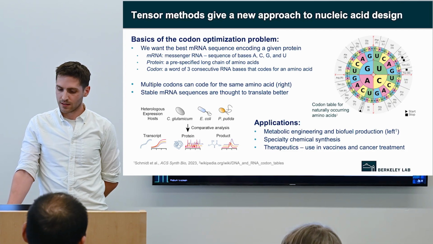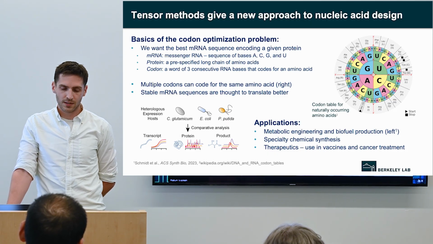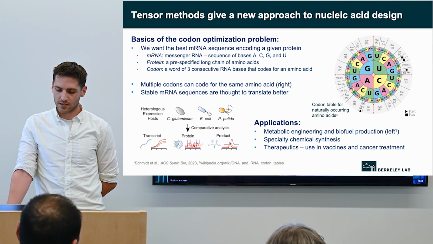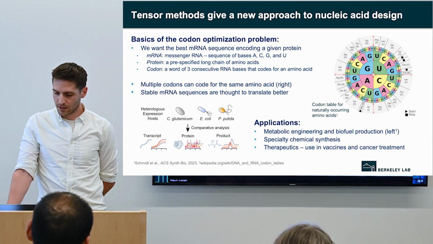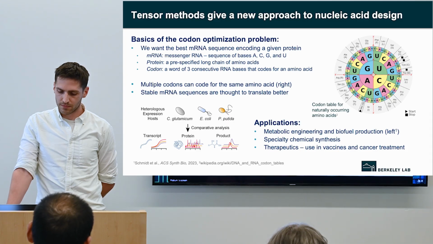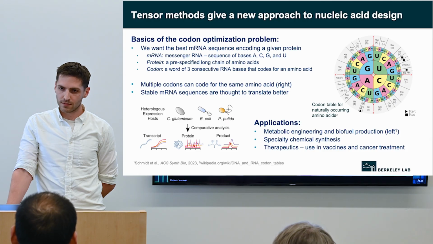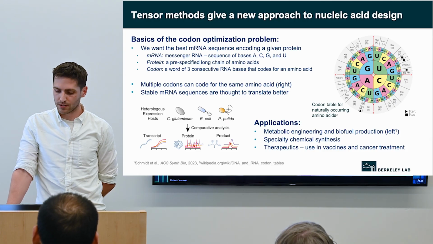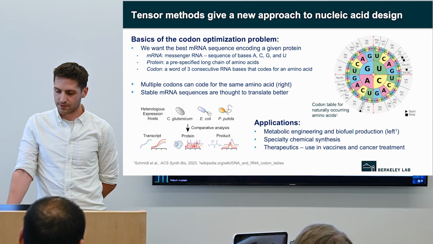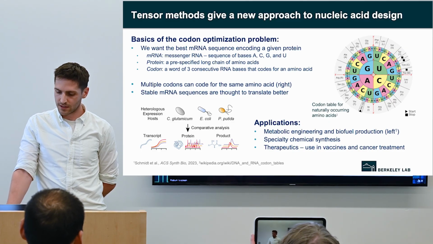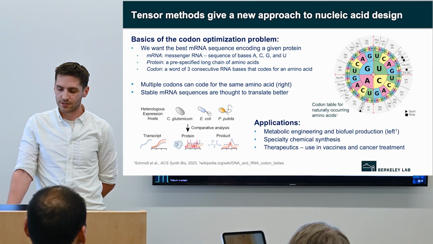On the other hand, some mRNA sequences are thought to translate better than others, and one of the particular metrics that people use is a concept of stability. So this will be the one that we focus on. And while this problem has clear applications in biology, it's actually a very widespread problem, with applications here at LBL across DOE. So it's used for metabolic engineering and biofuel production, used in chemical synthesis, and this is all besides the obvious relevance to use in vaccines and cancer treatment.